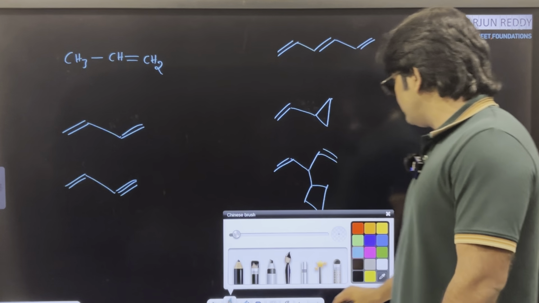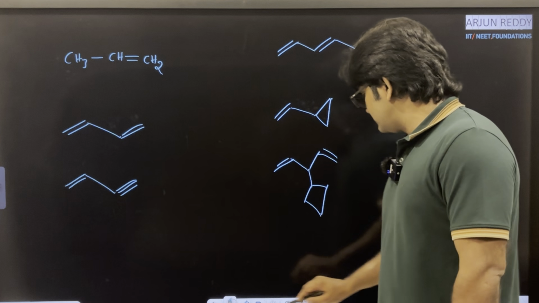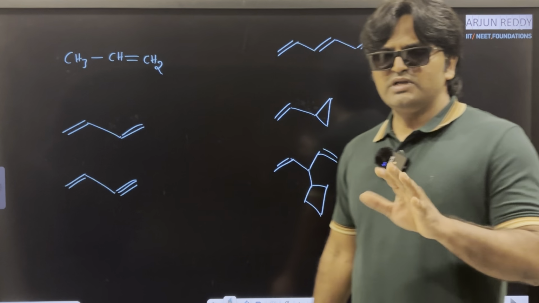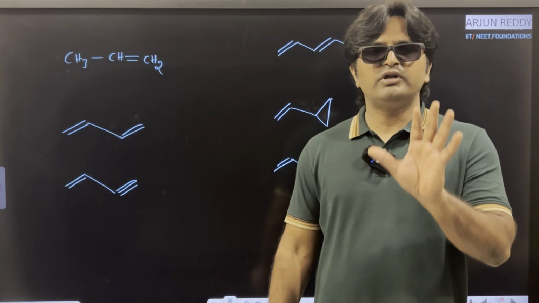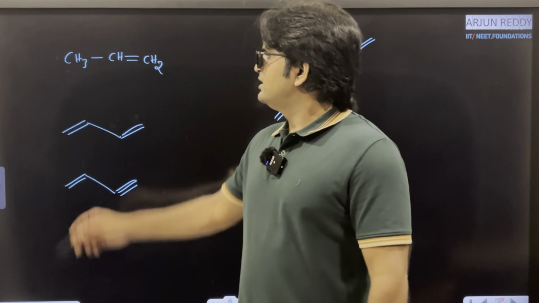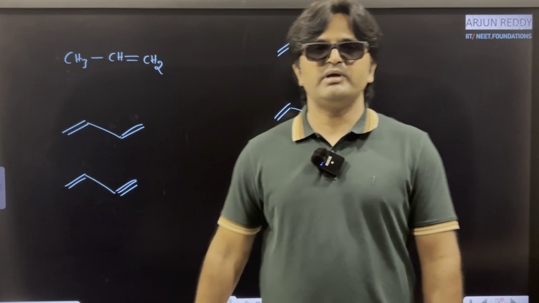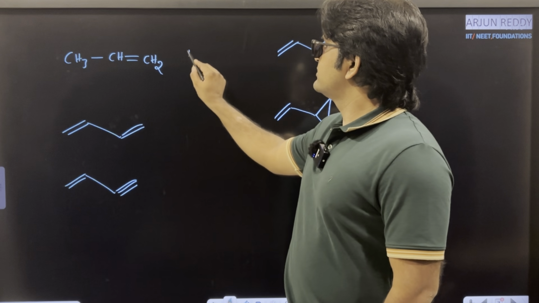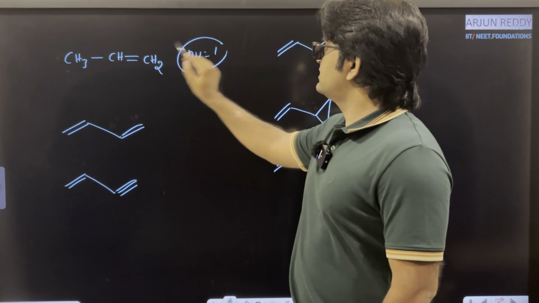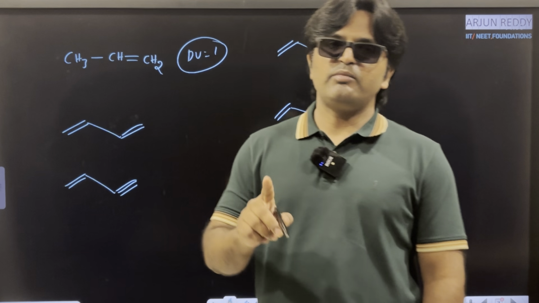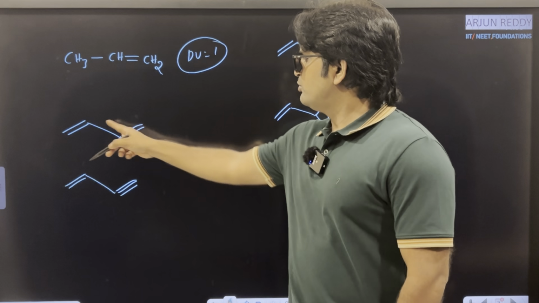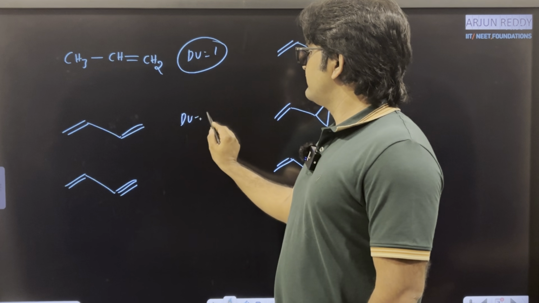Then how to find out the degree of unsaturation? Here structures are given. Once structures are given, if the structure is very clear, then you simply find out the number of pi bonds and the number of rings. Now, how many pi bonds does this one contain? Only one pi bond is present. Then what is the degree of unsaturation? 1. Okay, next one, second example: how many pi bonds are present in the given compound? 2 pi bonds are there. Then what is the degree of unsaturation?